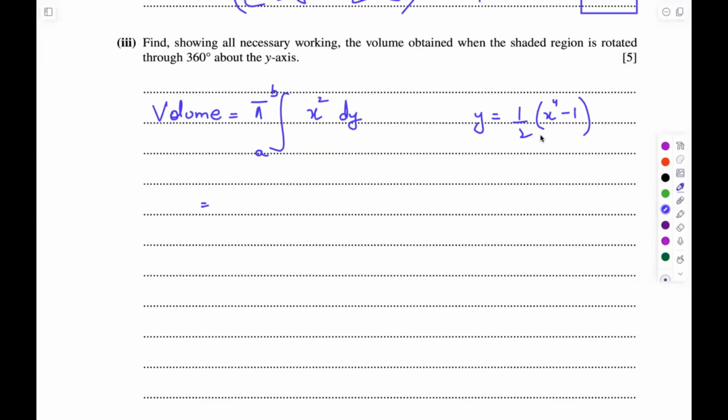So in the first place, we'll have to make x our subject. So we can first write it as 2y is equals to x power 4 minus 1. So x power 4 will be equals to 2y plus 1. And as we need an expression for x squared, we'll take the square root on both the sides. Taking the square root on both the sides, we'll get x squared is equals to 2y plus 1 to the power 1 upon 2.